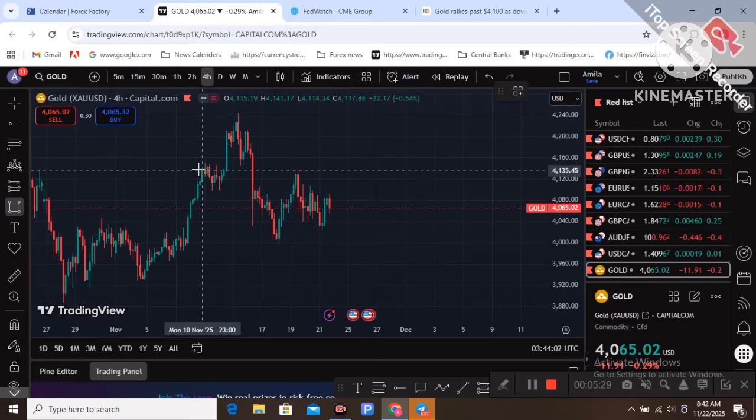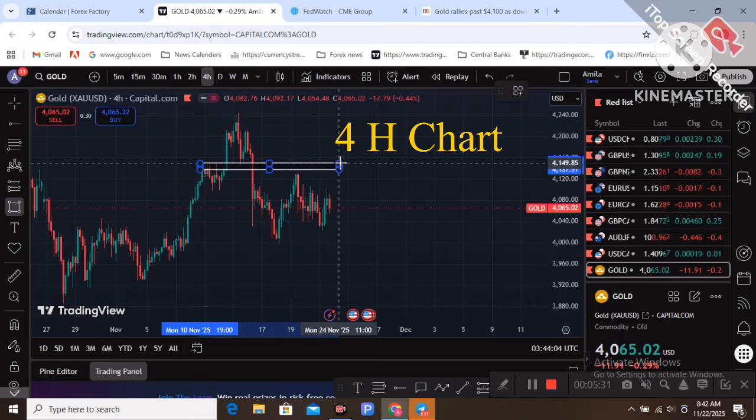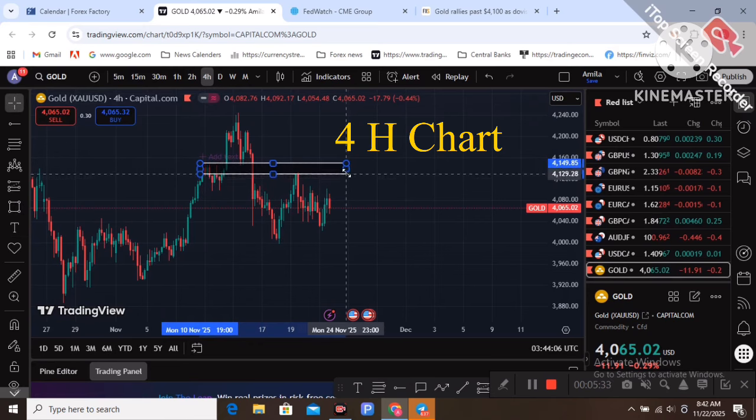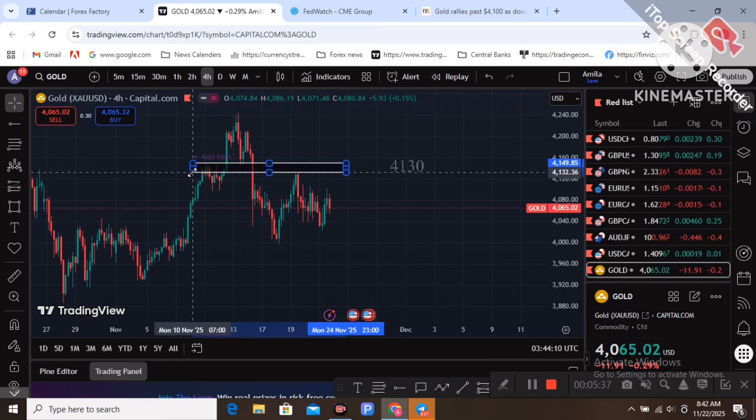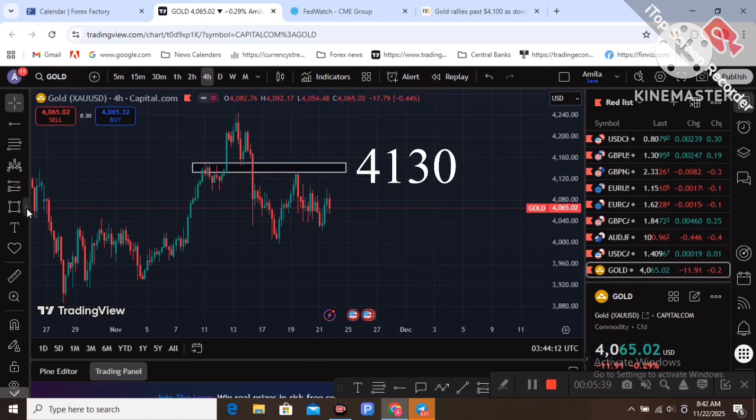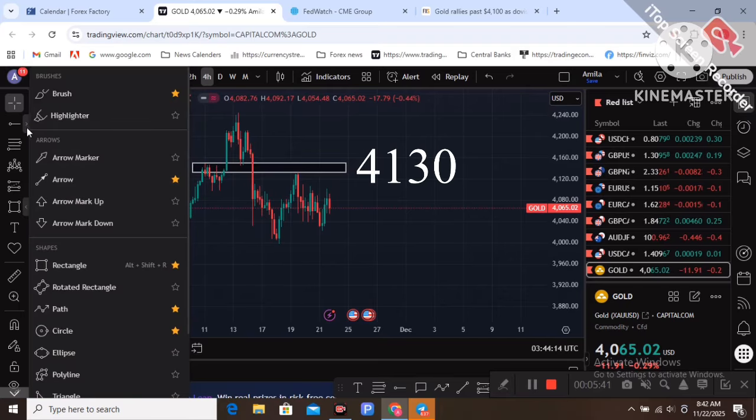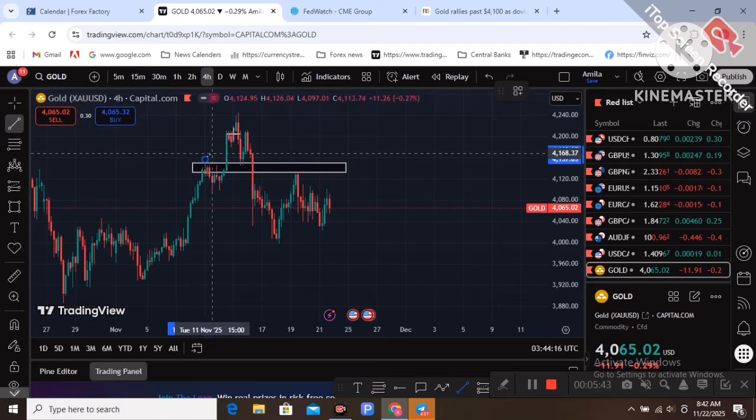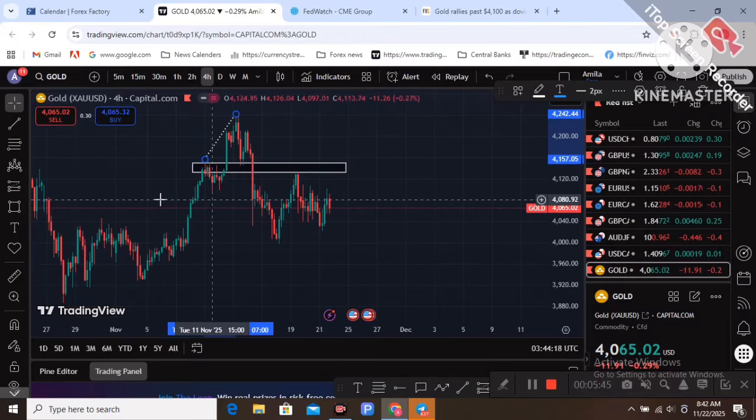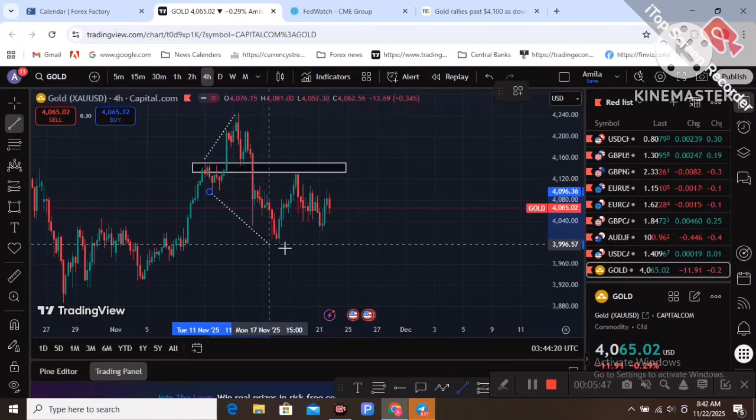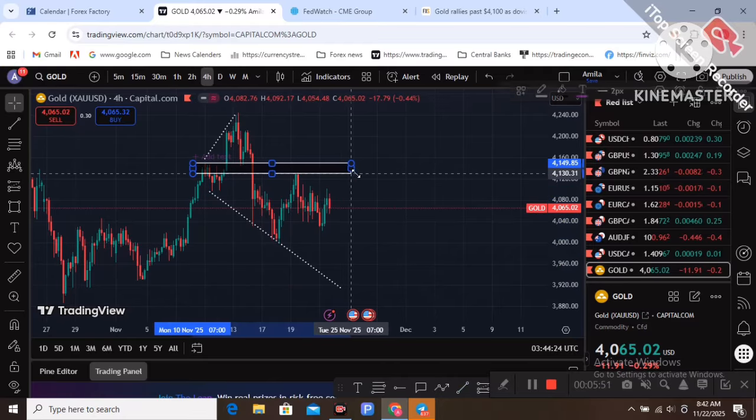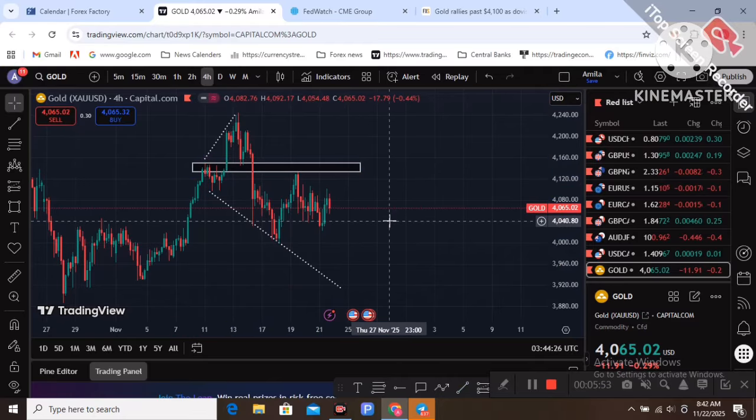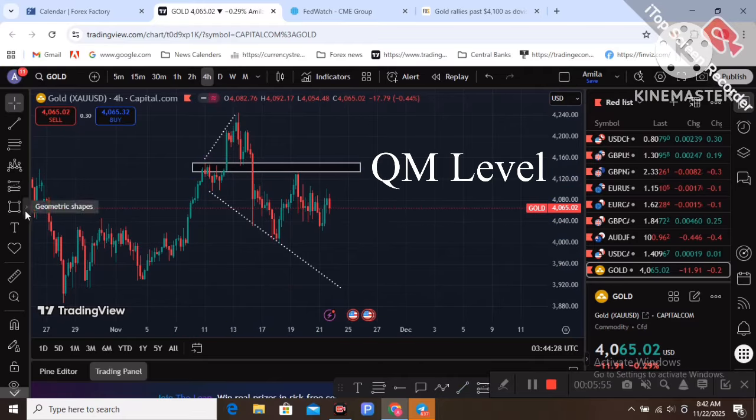Let's see the interesting levels. This level, 4130, is more important for gold trading next week. This is a pattern where a higher high price was created and then a lower low was created. This is the Quasimodo pattern, also a famous technical pattern. I am seeing more patterns in this picture.